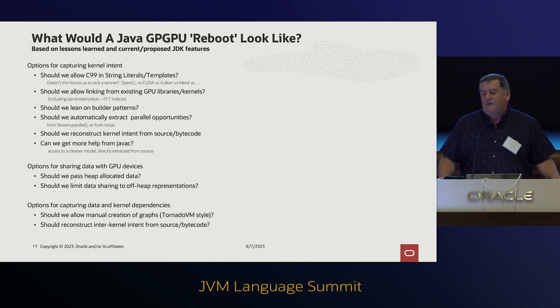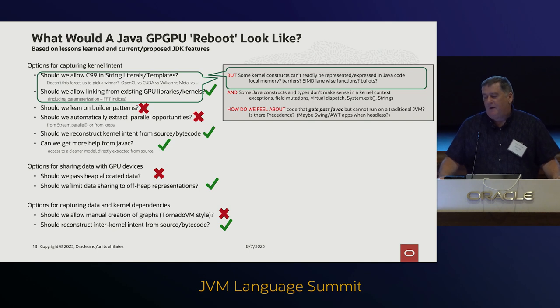I think the question that's really become interesting with Panama is, should we pass heap allocated data? With JNI, that was a problem for us. I'll talk about that in a moment. I think we should start limiting our data representations to off heap. It makes things a lot easier and also allows us to exchange; we can actually allow the GPU to allocate data now, which it can do much more efficiently than we can on its behalf. And also, Tornado did bring this notion of a task graph, but I actually think that it's possible now that we can construct the task graph itself on the fly. We'll talk about that. So this is where I think we are, looking back on the decisions we made in the past.